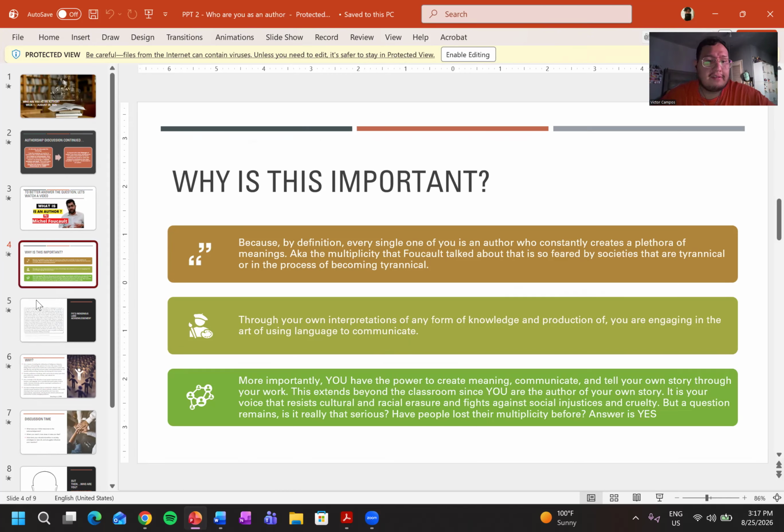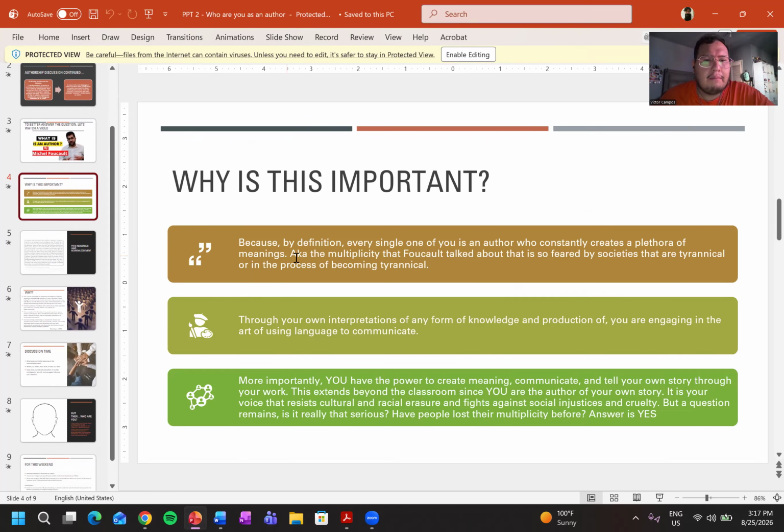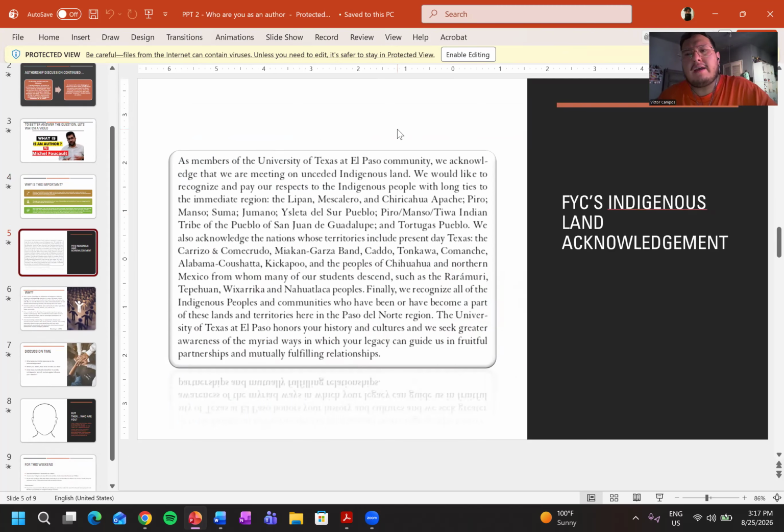Okay, so have people ever lost their multiplicity before? Yes. And we can take this as an example. This is going to showcase first the different relationship that we might have with a piece of writing, as well as exposing the importance of multiplicity in voice. Let us take a look at something like the First-Year Composition Indigenous Land Acknowledgement, which was barely passed and approved by UTEP's administration like 5 years ago, which is crazy.